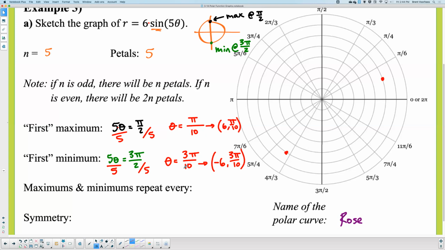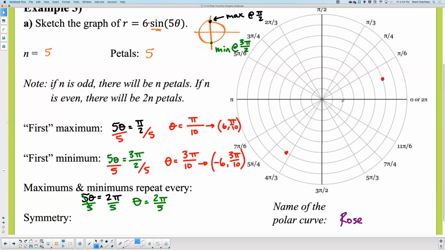Now you might be looking going, how is this graph going to look? Well, I'm about to show you as I go. First, let's get to here. Maximums and minimums repeat every, well, sine should repeat how often? Every 2 pi's, right? To get it all the way around. So we're going to set this 5 theta equal to 2 pi. And when you divide by 5, what do we get? Okay, so every 2 pi over 5, I should have another maximum. Every 2 pi over 5, I should have another minimum, which is the same thing as 4 pi over 10.